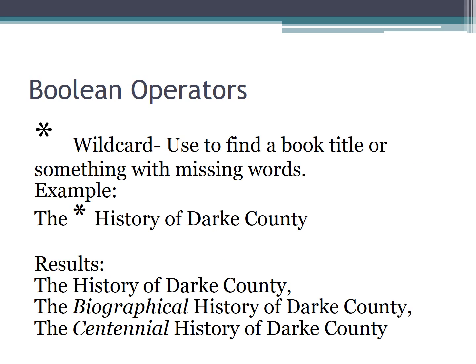There is something that you can use called a wildcard. Oftentimes I use it in book titles or something with missing words. If you use that wildcard symbol, the asterisk symbol on your computer keyboard, the asterisk history of Darke County, you can find it. Google will substitute in words in place of that asterisk. So you will get the history of Darke County with no word inserted. You'll also get the biographical history of Darke County, the centennial history of Darke County, and any others that contain those words. The wildcard will replace that for you.